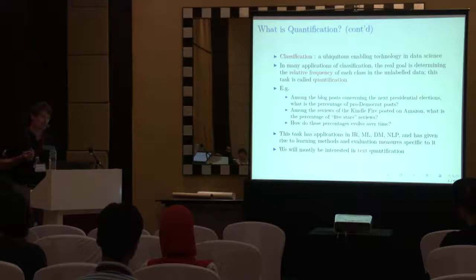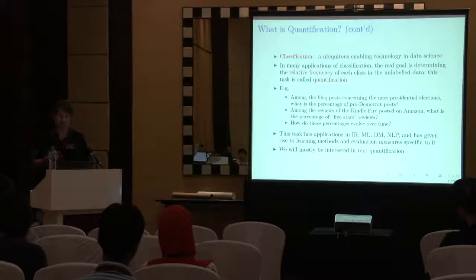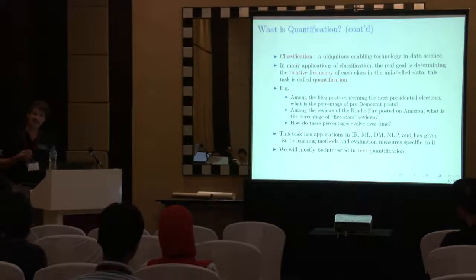So we all know classification. Classification is ubiquitous. It's a ubiquitous enabling technology which finds applications in several different fields. But in many such applications, the real goal of the classification is not determining which class the individual item belongs to, but determining the relative frequency of each class in the unlabeled data. And this task has recently been called quantification.